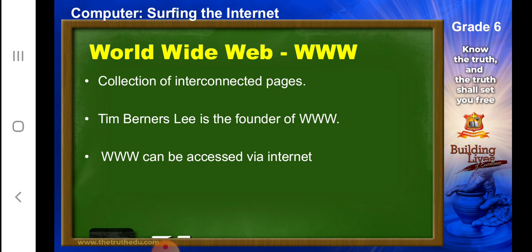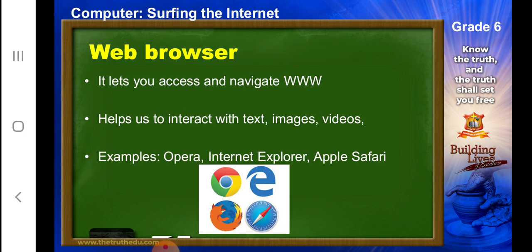The first thing we need is the web browser. The second thing we need is the internet connection. Now, internet connection, we have already learned about it earlier. Let's try to learn a bit more about web browser. Now, what is a web browser? Web browser is a software which helps us to access internet.